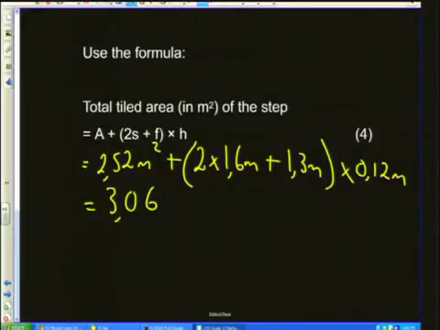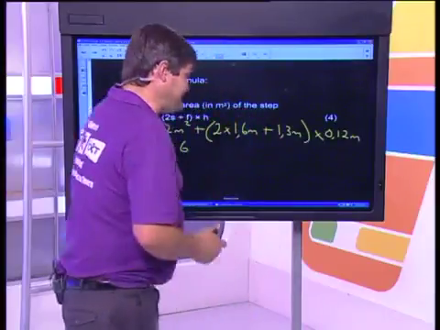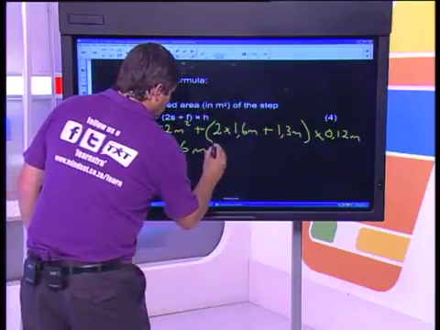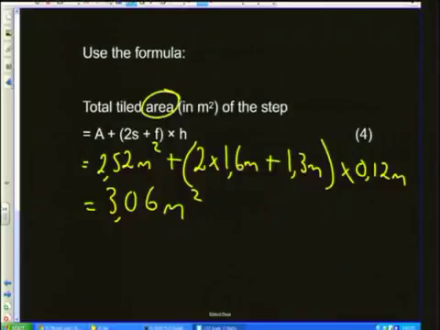Now, folk, 3,06 what? 3,06 meters squared. Why squared? Because we're calculating it in area. And our examiner was quite nice as well. He said, hey, your unit must be in meters squared.